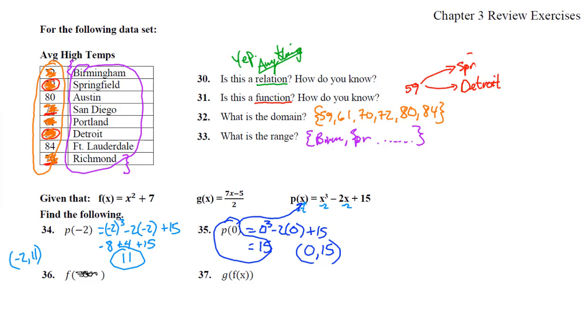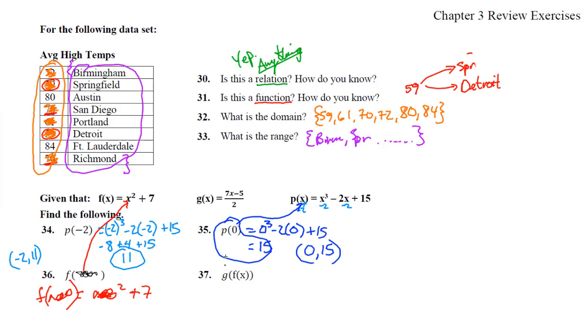F of squiggle. That means we're going to stick that squiggle right up in there. So f of squiggle is going to equal squiggle squared, exactly like it says there, plus 7. That's it. That's what f of squiggle is. 37. Very interesting one here.